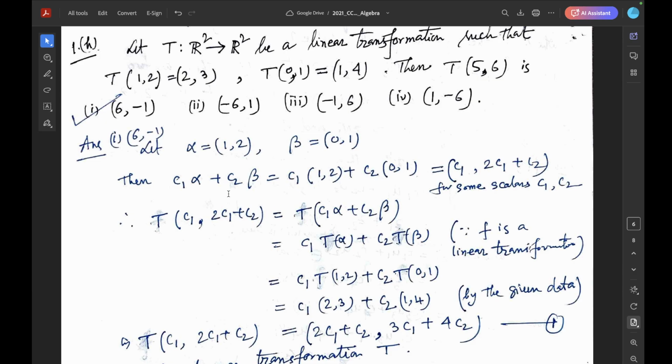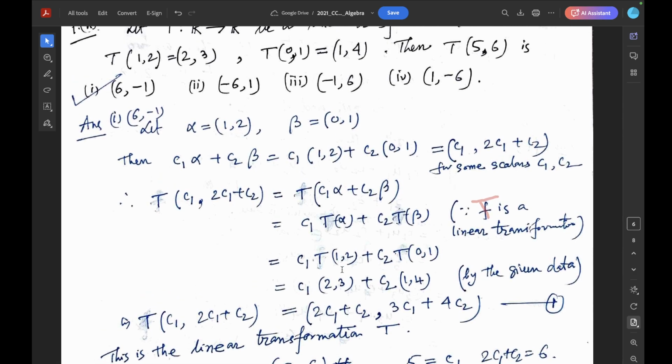Actually, T of this means T of C1 alpha plus C2 beta. Now this T is a linear transformation, not F here. T is a linear transformation, so this is C1 T alpha plus C2 T beta.